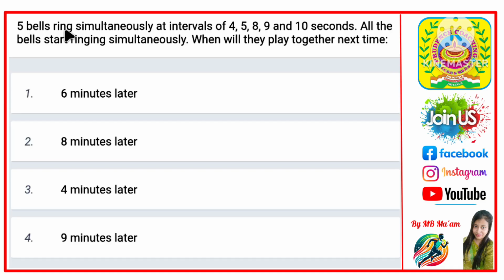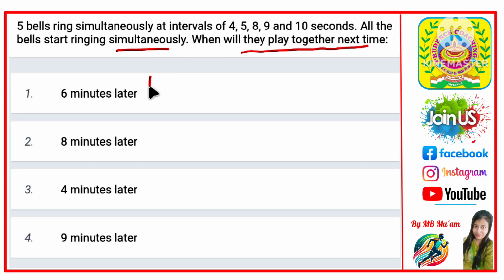Here it is given 5 bells ring simultaneously, means at the same time, at an interval of 4 seconds, means after every 4 seconds this one is ringing, after every 5 seconds this is ringing, this is after 8 seconds it is ringing, after 9 seconds it is ringing, after 10 seconds it is ringing. Like this the bells ring after the time intervals given in the question. Now it is given all the bells start ringing simultaneously, so these bells started ringing together. Now after how much time they will ring together next time, means after how much time they will again ring together, that is asked in the question.